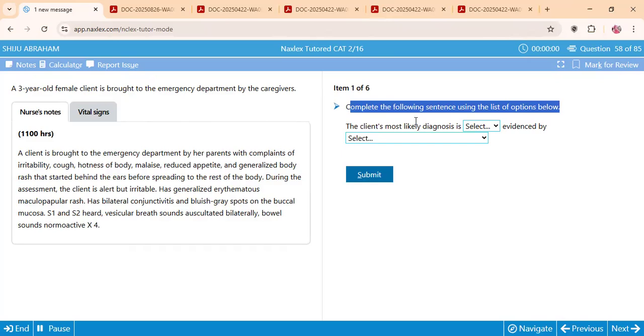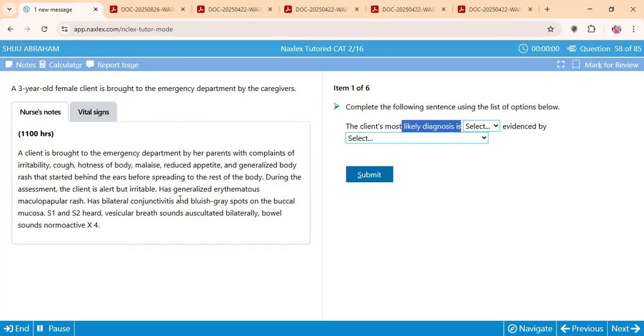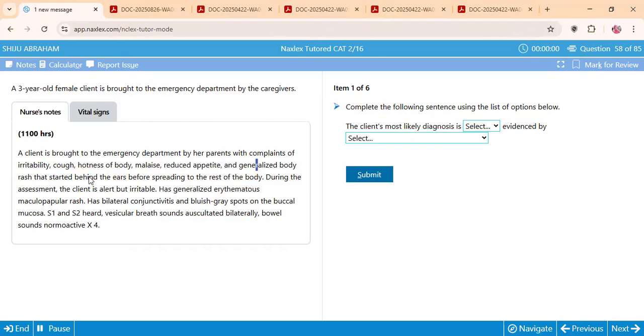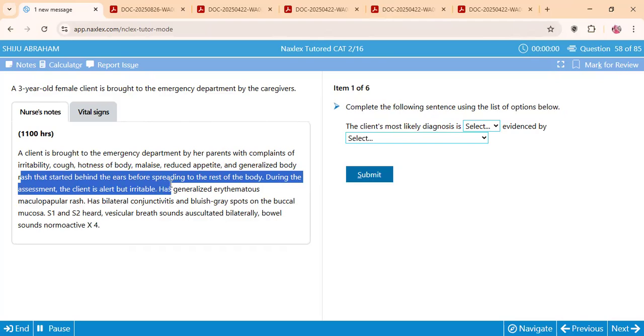By assessing this scenario, we can read the question once again: complete the following sentence using the list of options below. So we need to look for a possible diagnosis. What is the condition here? The client has irritability, cough, hotness of body, and malaise. We should look for any significant symptom. Here we can see the maculopapular rash which started behind the ear before spreading to the body, and also the client is irritable.